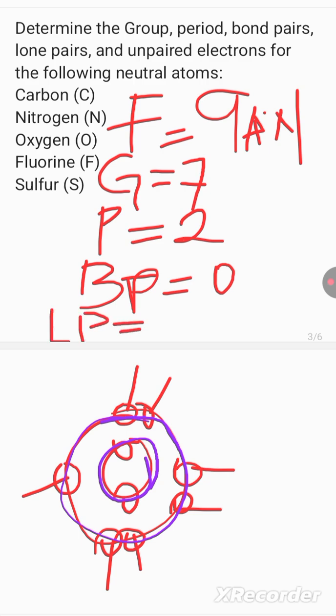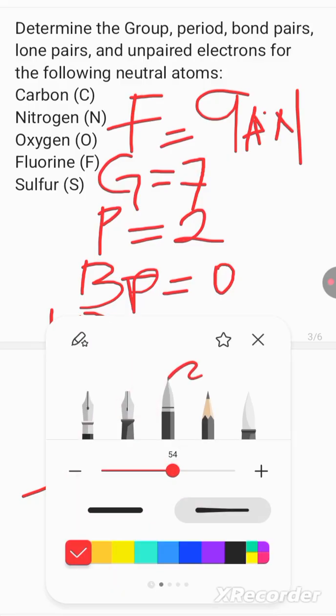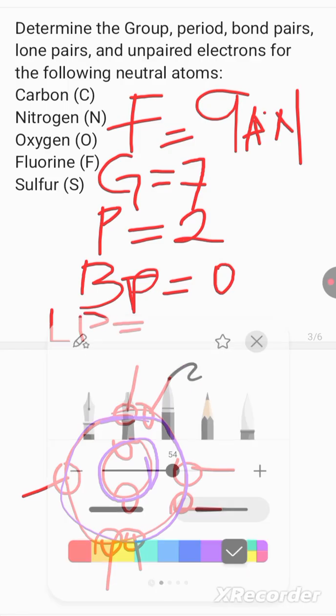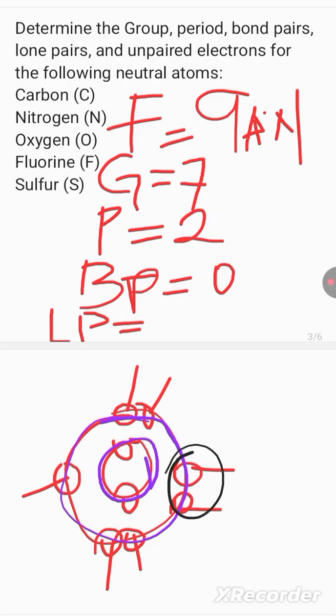So it is lone pair now. You now check it. The lone pair means the electrons that appear together. Let's check the electrons that appear together. So this one and this one is paired together. Another one is paired together. Another one is paired together. That means we have 3 lone pair.